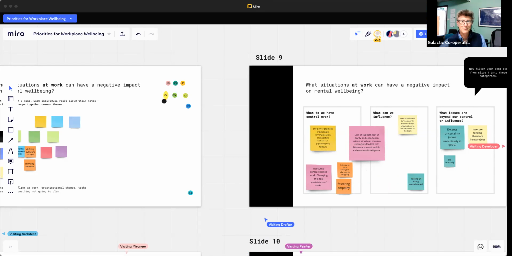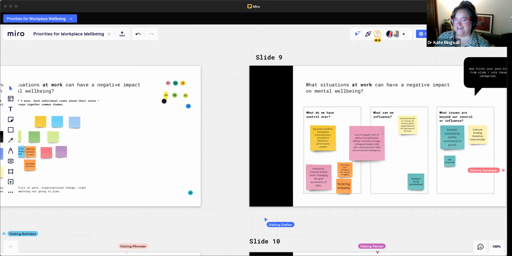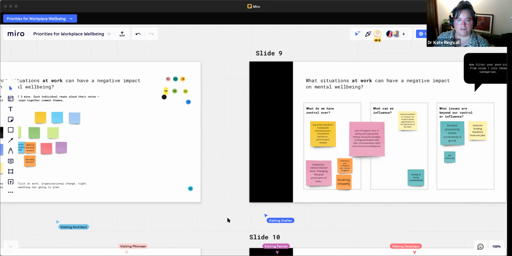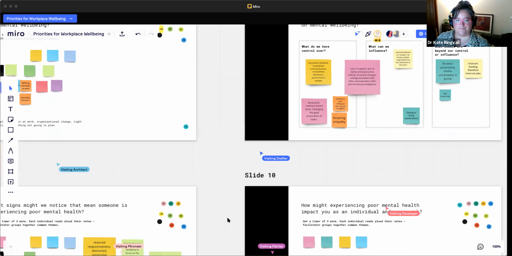Beep, beep, beep, beep, beep, beep. All right, thanks, Kate. Okay, so let's move on to slide 10. If you're still working on slide 9, go ahead and do that while we move on. We can do 2 things at once. All right, so slide 10.